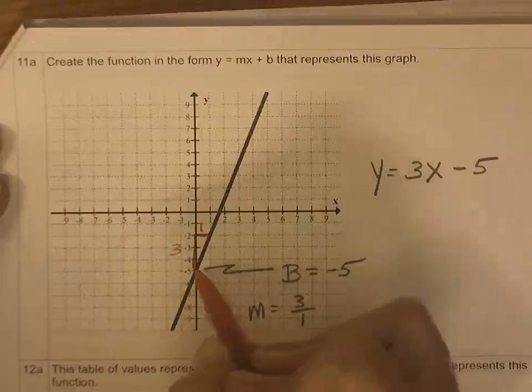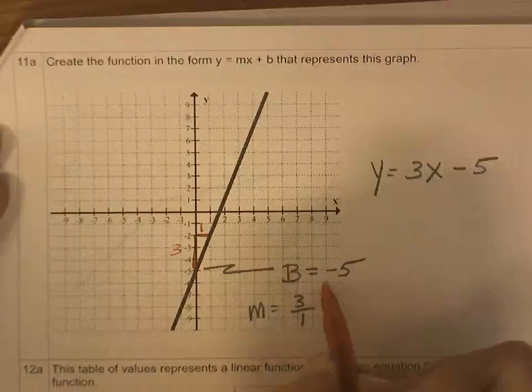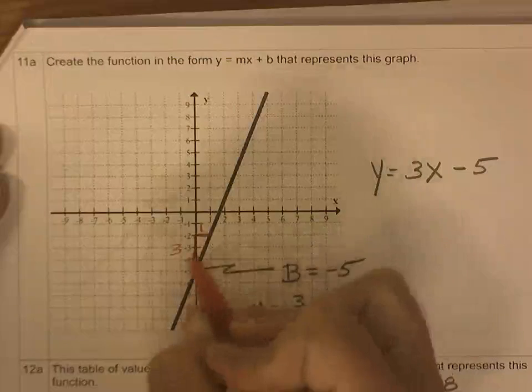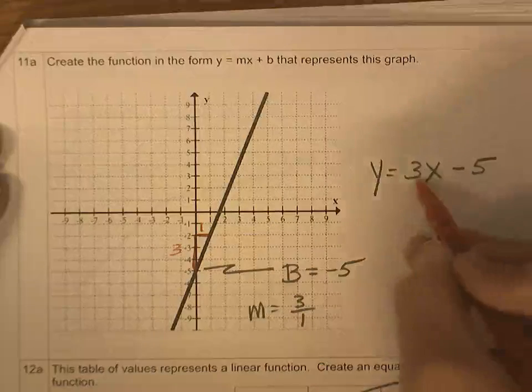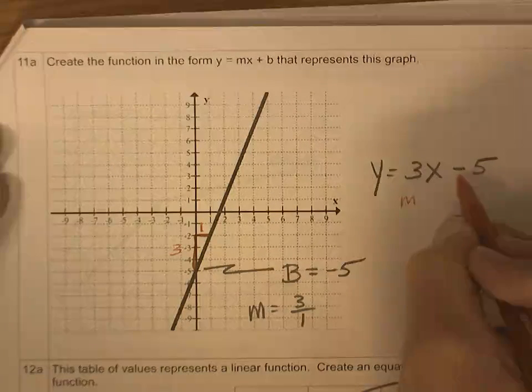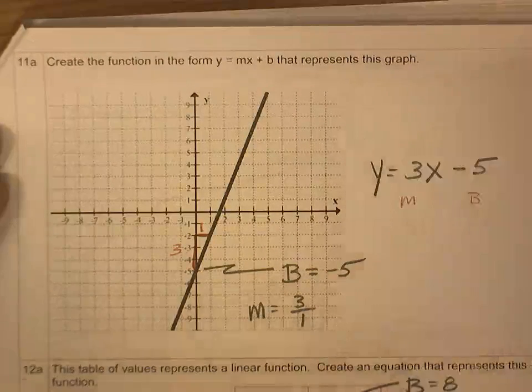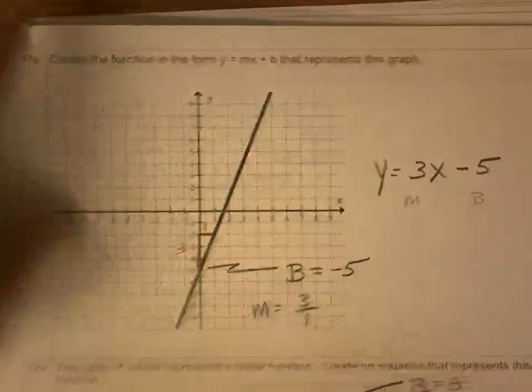11. Create the function that matches this graph. Come down here and get the intercept. The intercept's at -5. Drawing a slope triangle, the slope is 3 over 1, or 3. Put it together, y equals mx plus b. There's my function.